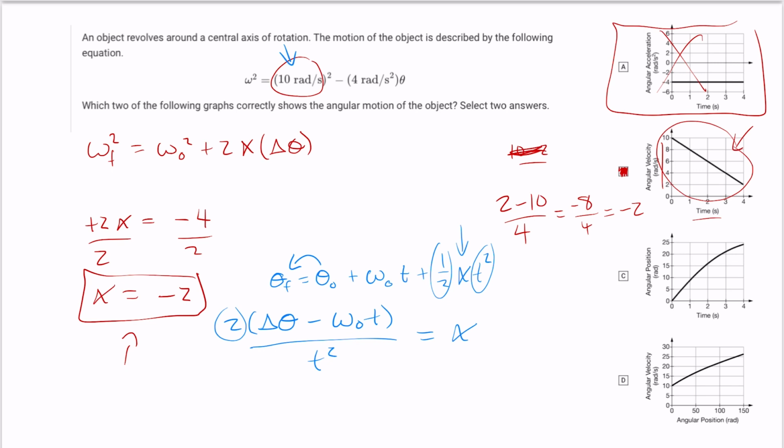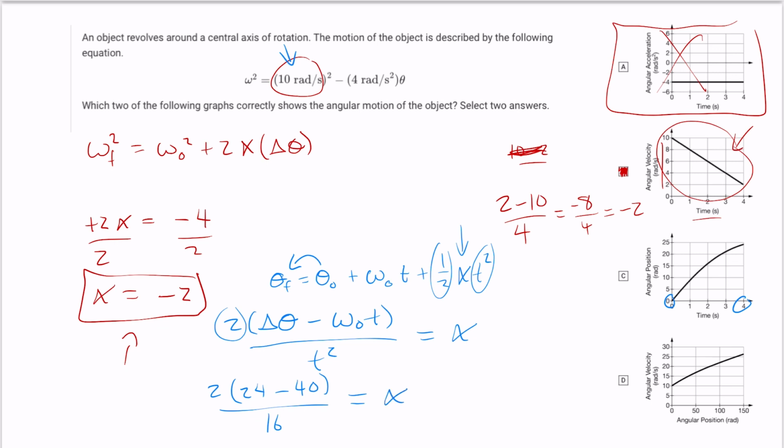I know that my change in position over the time was an initial position of 0 and a final position of almost 25. I'm going to say 24. So we have 2 times 24 minus, we have 10 radians per second as our initial angular velocity, but the time frame is 4 seconds, so I'm going to put 40 here. And I'm going to divide that by 4 squared, so that's 16. I said 4 squared because our total time here was 4. And all of that should be equal to -2.